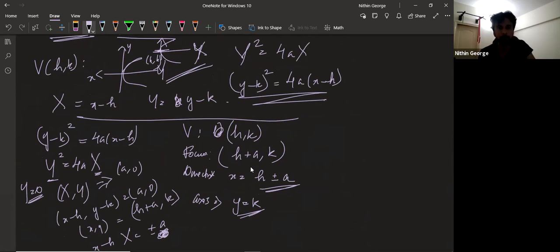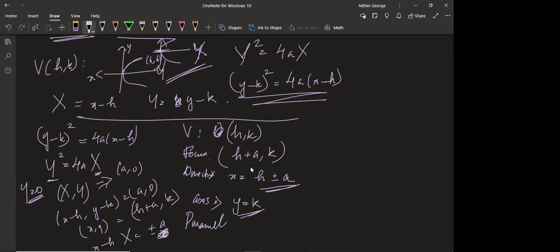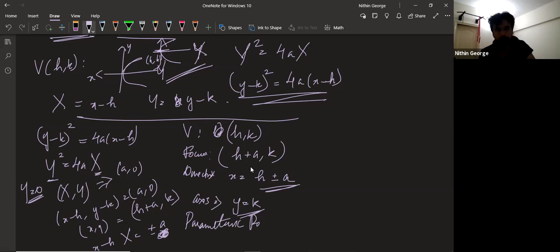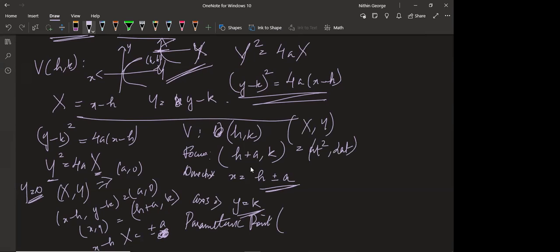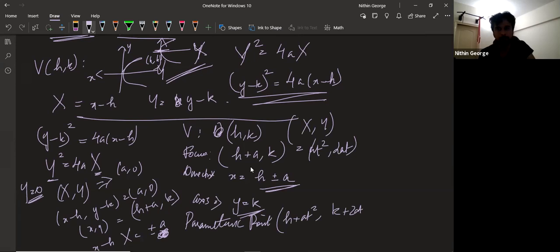Can you tell me the parametric point for this? x comma y will be at squared, 2at. You get h plus at squared and k plus 2at. This will be the parametric point of a translated parabola. We haven't tilted it yet. We're just translating it from here to there. It will be a standard parabola, but translated. Center has been changed to another point.